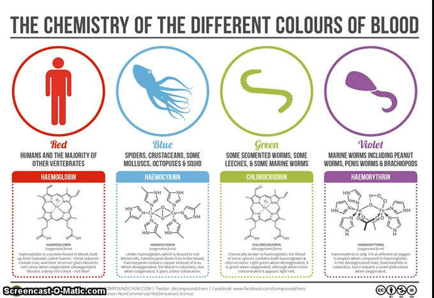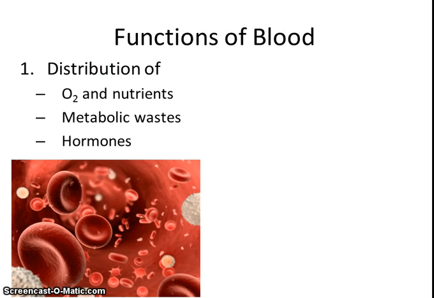Now let's discuss all the functions of blood. Why do we need it? Primarily, it's for distribution. So it helps transport different things around our body, like oxygen gas and nutrients that our cells need to function, as well as metabolic wastes that our cells make and need to get rid of. And additionally, hormones, chemical messengers moving through the blood to their target cells, where they make a change that can be longer lasting than a nervous system communication in the body.